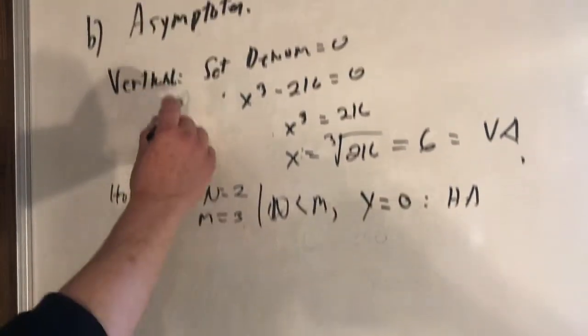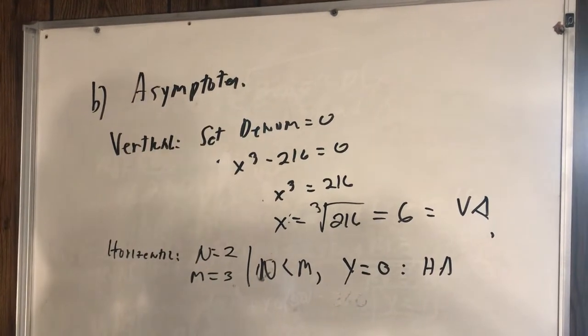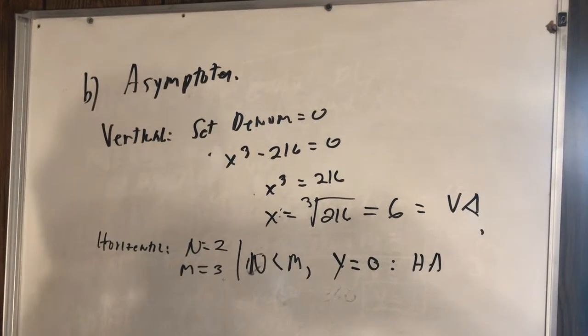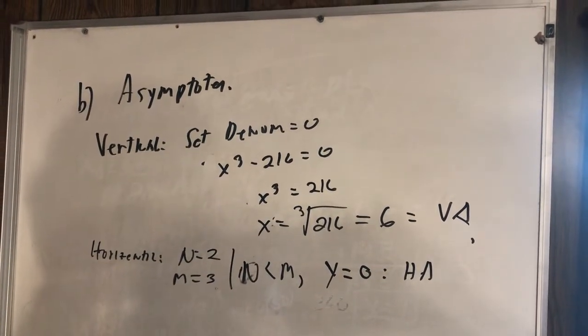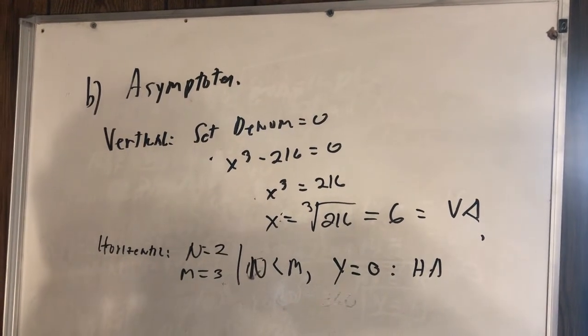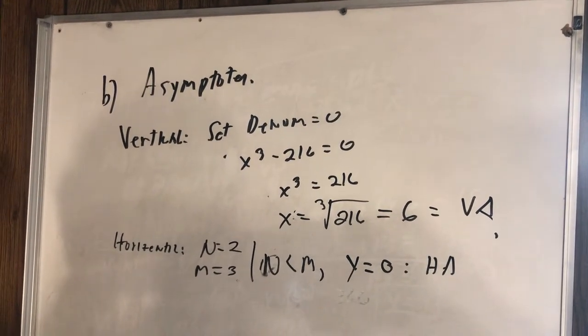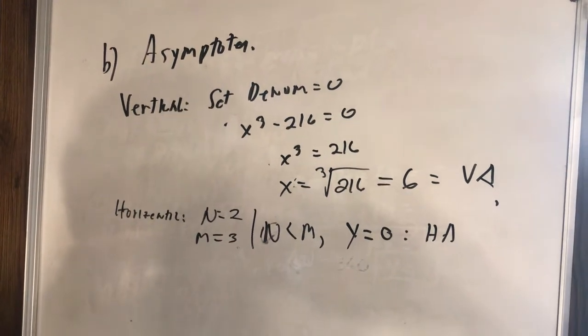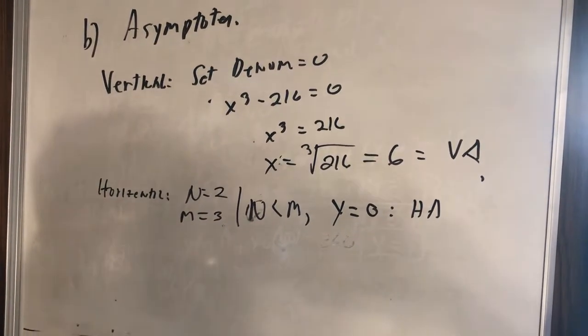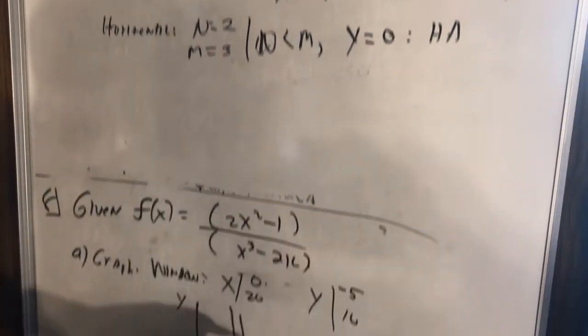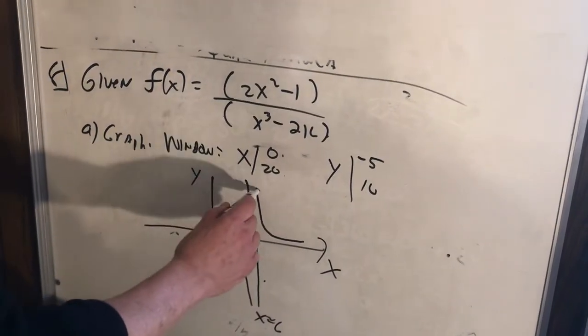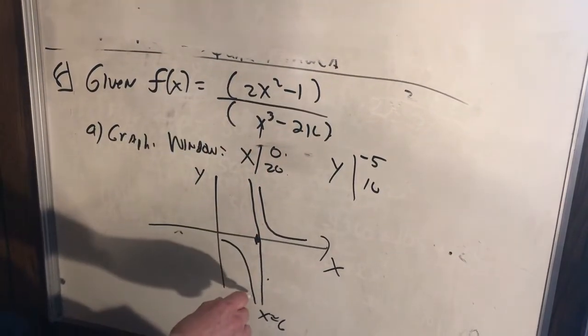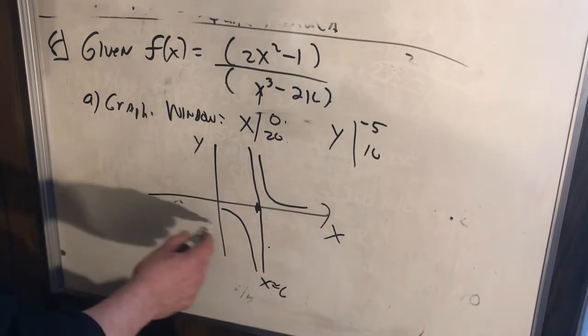How do we find that? The vertical asymptote: set the denominator equal to 0. x cubed minus 216 equals 0. x cubed equals 216. x is the cube root of 216, which is 6. And there we have it. See, it approaches 6 going this way, and approaches 6 going this way.